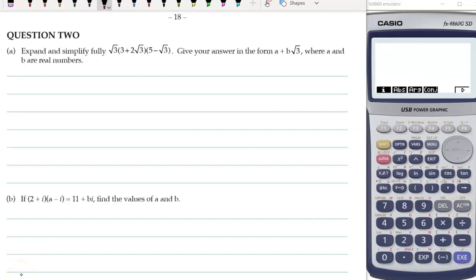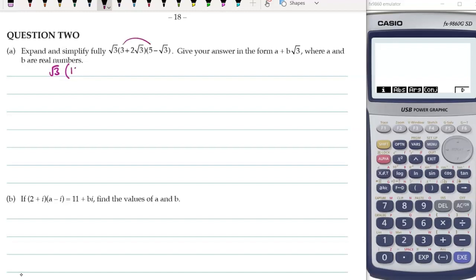Okay, so let's expand this one for question 2a. Again, if you have an updated calculator, you can put this all into the calculator, so long as it can display surds for you. My one can't, so we will need to do the expansion fully here anyway. So let's start by expanding the brackets.